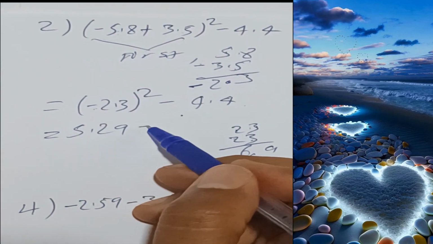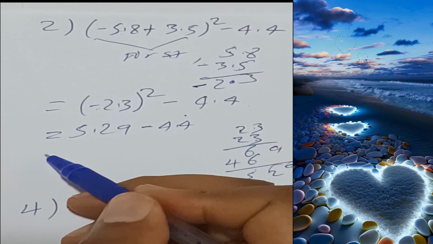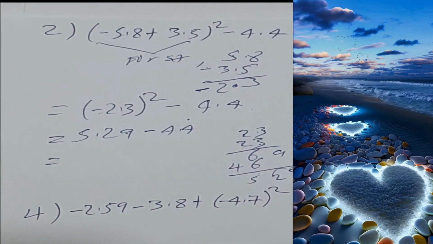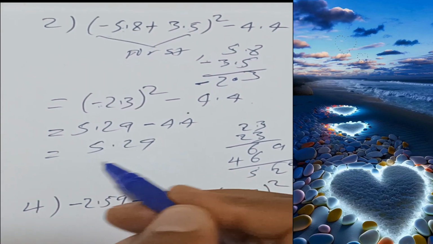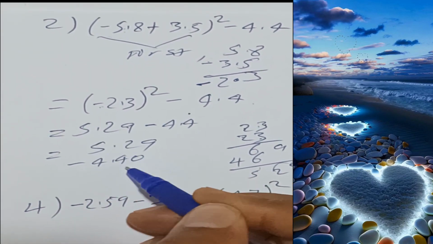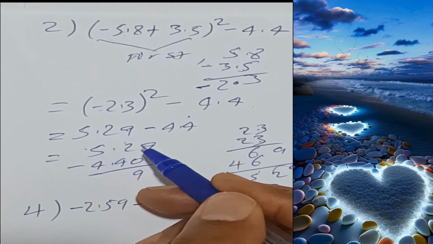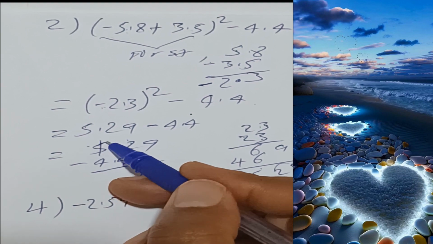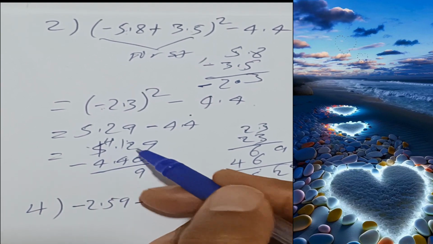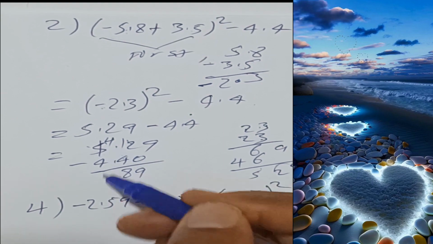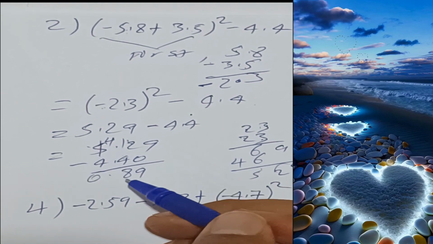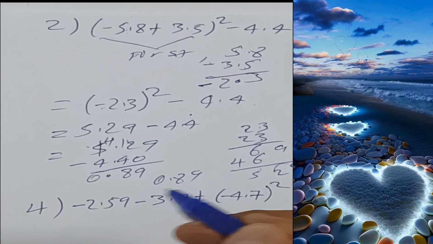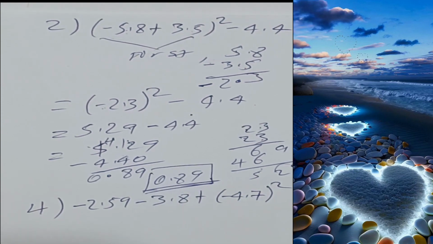5.29 minus 4.4, then I add 0 here. This is 9, this is 2 minus 4, it couldn't, so I take 1 from here and it becomes 4, so this one is 12, 12 minus 4 is 8, this one is 0, so that's 0.89. So the answer is 0.89. Great.